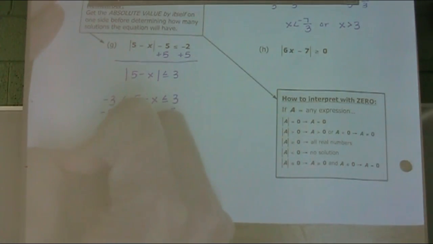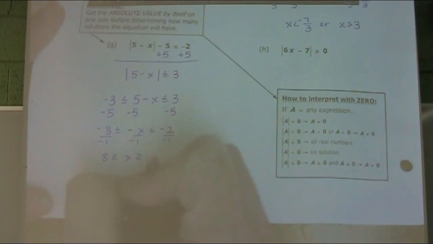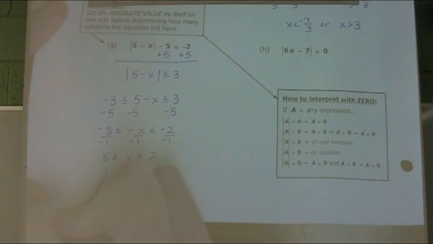And I have negative 8 is less than or equal to negative x is less than or equal to negative 2. I need to get that x by itself, divide everything by negative 1. And I have 8. Flip my sign because I divided by a negative, so greater than or equal to x is greater than or equal to 2. And now I just need to flip this around by reading from right to left. This is 2 is less than or equal to x is less than or equal to 8.